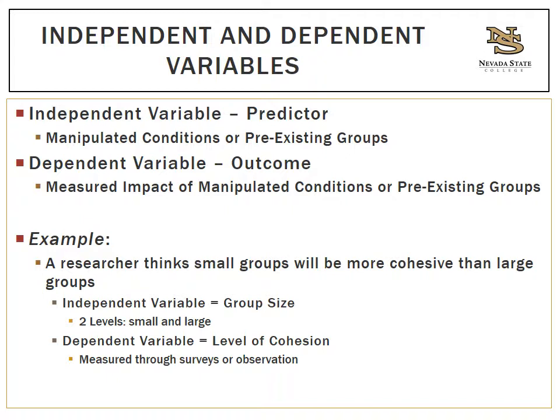So here's another example. If a researcher thinks that small groups are going to be more cohesive, or going to get along and work better together than large groups, then the independent variable would be the group size. And you'd have two levels of that. So you'd have a small group and a large group. And that could be manipulated by the researcher or based on pre-existing work groups. Then the dependent variable in this example would be the level of cohesion, because cohesion depends on group size according to this conclusion or hypothesis.